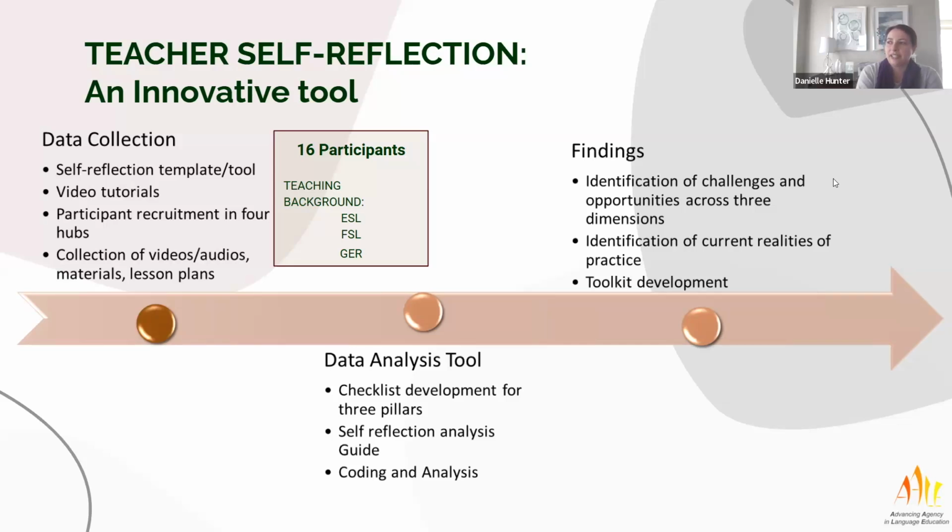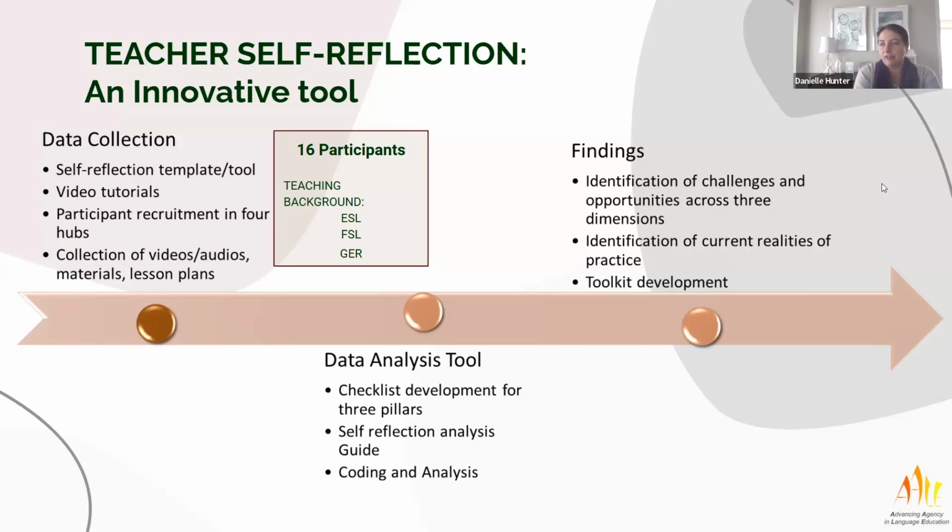For our data analysis, we created a checklist for the development of 3 pillars. For the researchers who were looking at this, we wanted to ensure that we were working from a clear understanding of what was meant by the 3 pillars. We then created a self-reflection analysis guide to ensure that researchers were using the same approach. That resulted in coding of what the educators had submitted to us, along with an analysis.